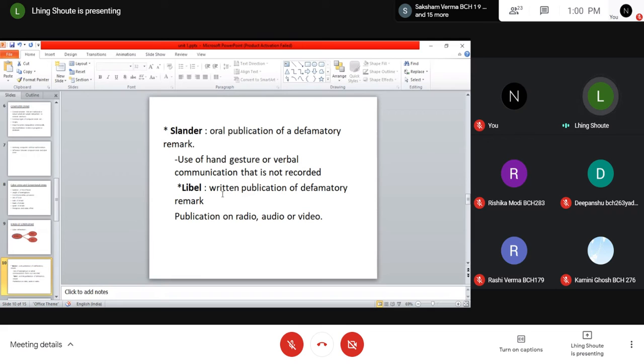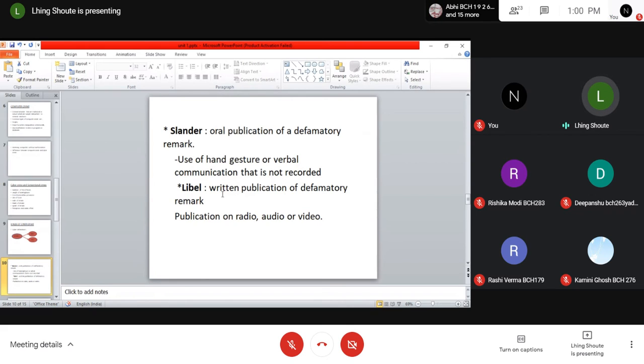Slander is an oral publication of a defamatory remark, and libel, you can give many examples. That will be a part of your assignment again, because in the last semester I also gave you a case study. So I'm just going through the concept, and you have to find the examples on your own and write them as your assignment again.